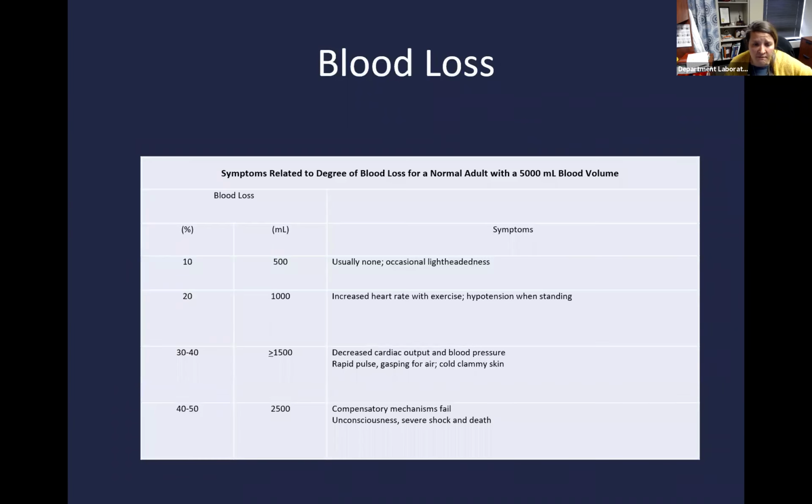If you lose more than 500 mils, your heart rate starts to increase, your blood pressure can drop. If you lose 1,500 mils or 30 to 40% of your total volume, your pulse will go up. You could have a hard time breathing, cold, clammy skin. And then if you lose greater than 50% of your blood, you could go into organ failure, unconsciousness, and that could result in shock and death.